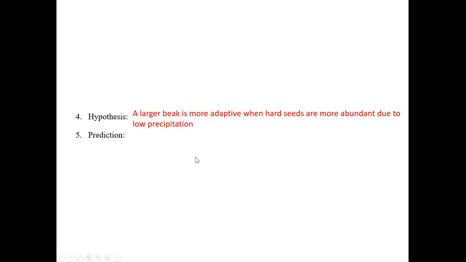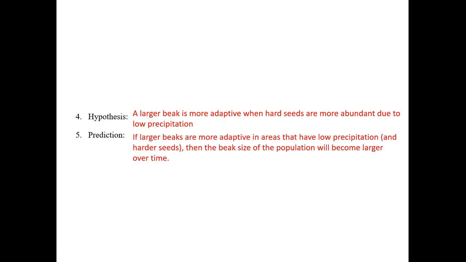Based on these data and that first curve I showed you where the beak size increases over time, you might form a hypothesis, and this is also part of your lab report. You might hypothesize that a larger beak is more adaptive when hard seeds are more abundant due to low precipitation. If that was your hypothesis, then you would predict that if larger beaks are more adaptive in areas that have low precipitation and thus harder seeds, then the beak size of the population will become larger over time. That's basically how you run part 1 of this lab report.